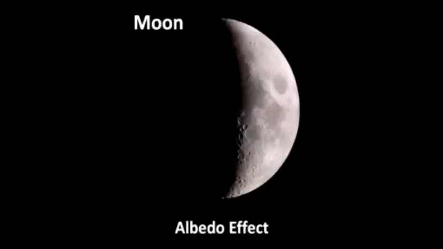The Moon's actual albedo is 0.11 according to the NASA fact sheet, meaning only 11% of sunlight incident on the Moon is reflected.